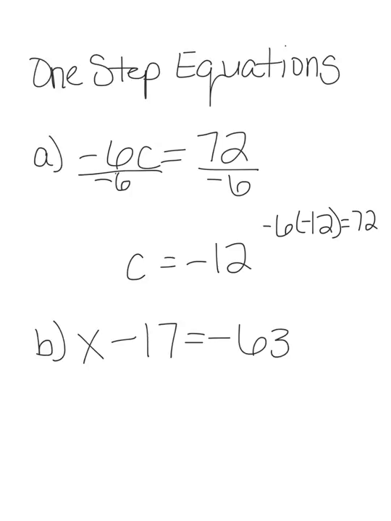And moving on, b, x minus 17 equals negative 63. Again, inverse operations here. When I look at this equation, I see that I'm subtracting right here. I'm subtracting 17. So the inverse of that is going to be to add 17. So I'm going to add 17 on the left, and I'm going to add 17 on the right.